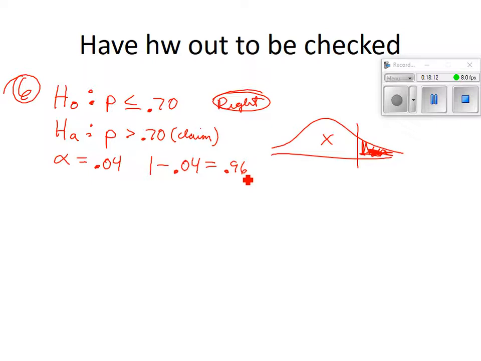Looks like 0.9. So there's something closer than that, isn't there? 0.96. Oh, you meant 0.8? Is that what you meant? Looks like actually 0.9599. Is that pretty close to 0.96? That's probably the closest. So it looks like 1.75. So this right here is 1.75. That's our critical value, 1.75.